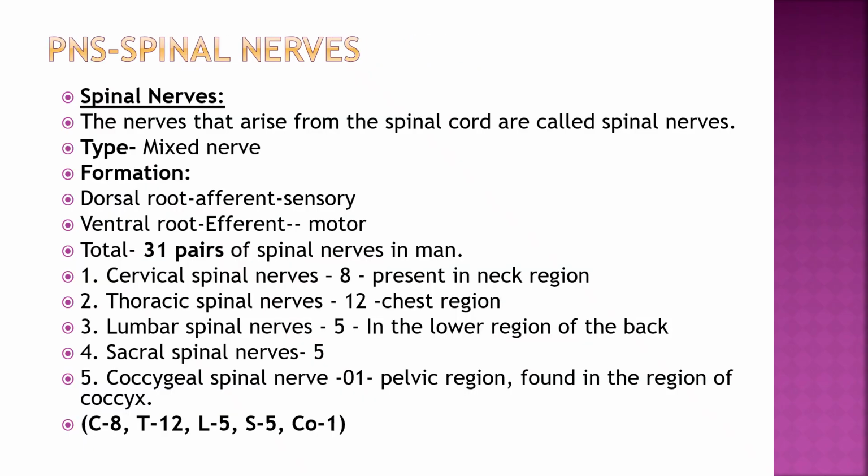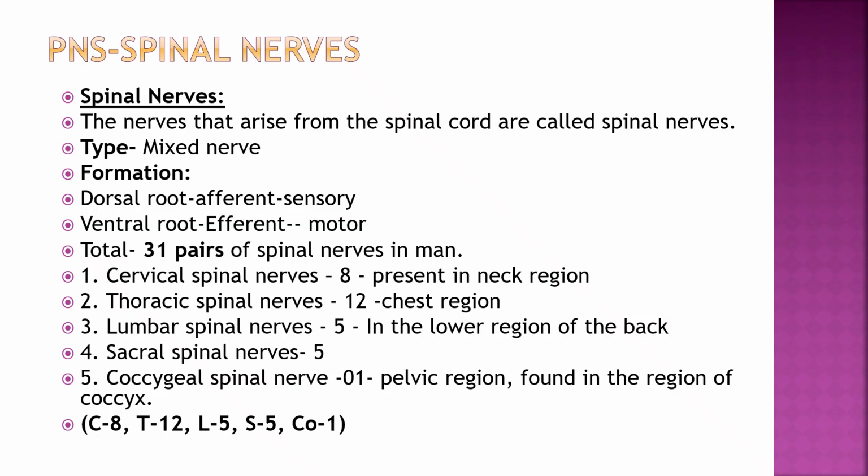The second part of the peripheral nervous system is the spinal nerves. These nerves arise from the spinal cord and are called spinal nerves. The type is mixed nerve. They are formed by a sensory portion, that is from the dorsal root, and it is afferent, and a motor portion from the ventral root, which is efferent. A total of 31 pairs of spinal nerves are in man.